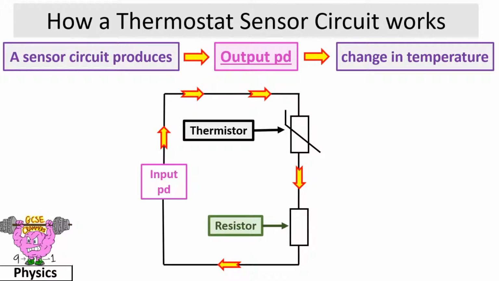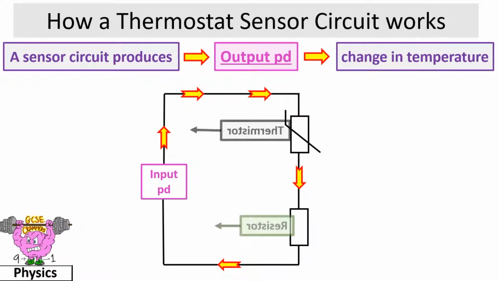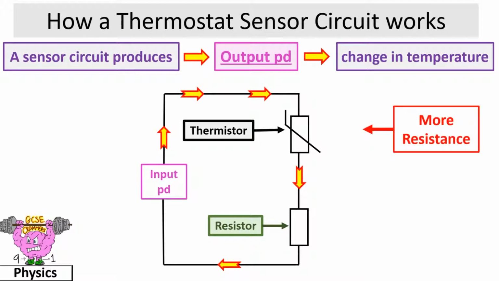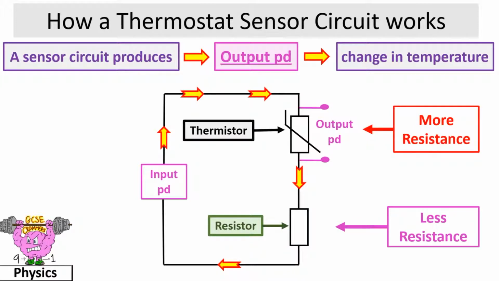We have the input potential difference from the power supply, which flows around the circuit through the thermistor and then the resistor. Because the thermistor and resistor are in series, they share out input PD, potential difference, relative to their resistance. Relative to their resistance means the component with more resistance will take a bigger share of the output potential difference. Looking at this alternate sensor circuit, if the thermistor has more resistance and the resistor has less resistance, then the thermistor will have more output potential difference.